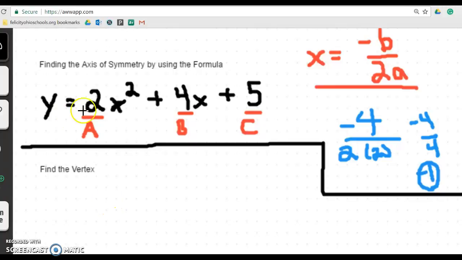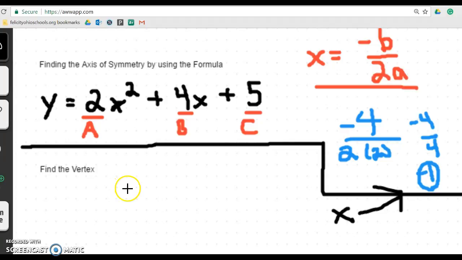In the last video, we did the top. We found the axis of symmetry by using the formula negative b over 2a. We had our negative b, which is 4. We had a negative next to it. We had our 2 for a. 2 times 2 is 4. We had negative 4 over 4, which is negative 1. And that gives us our x coordinate. So this is what our x equals.